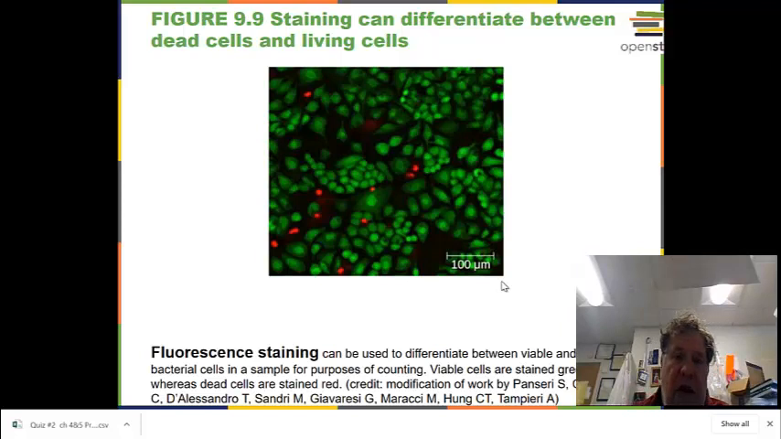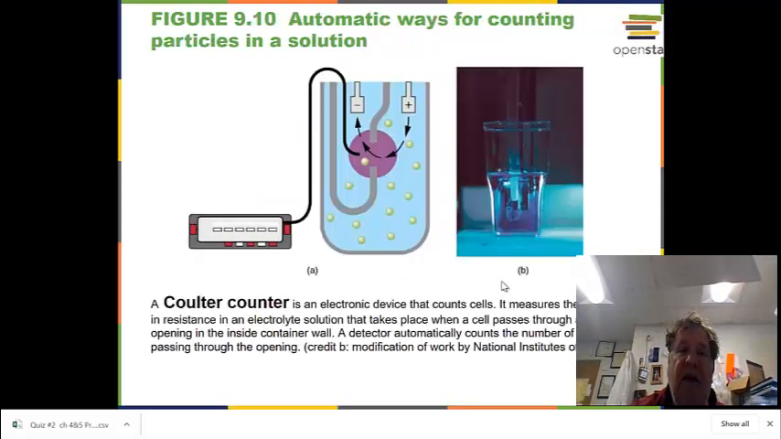Another way that we can count living things is fluorescent staining. We can use staining to tell the difference between living cells and dead cells. That's a problem when you're looking at them under a microscope: cells don't do a lot. They're not going to wave back at you and say, hey, I'm alive. So you can add certain things like trypan blue or fluorescent stains. These kinds of dyes are taken up by dead cells, whereas they're not taken up as much by living cells. That way you can tell the difference between things that are alive and things that are dead.